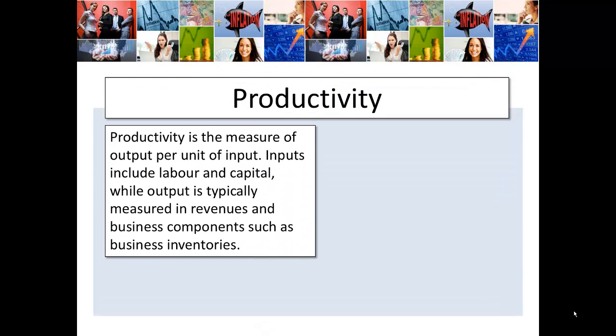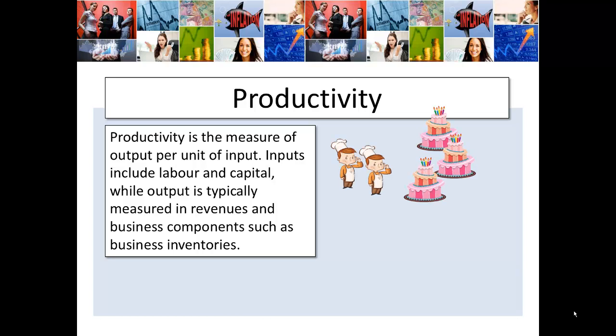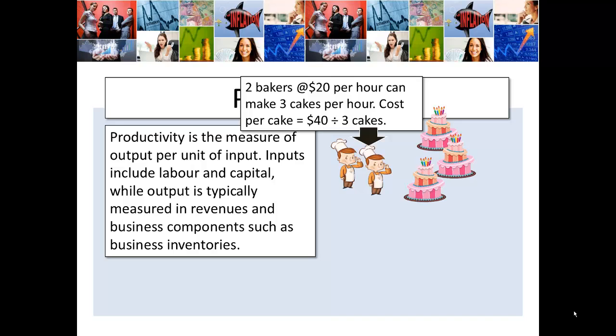Productivity, another very important determinant in supply, because productivity directly affects costs. Productivity we define as the measure of output per unit of input. Inputs are labour, capital, etc. So for example, 2 bakers together, their productivity is perhaps 3 cakes an hour. So 2 bakers at $20 an hour can make 3 cakes per hour. The cost per cake is $40 divided by 3 cakes.